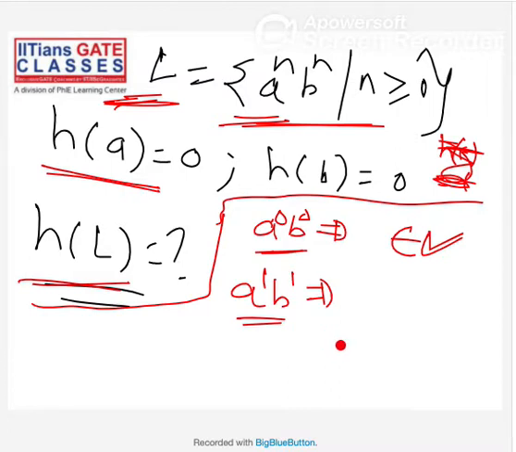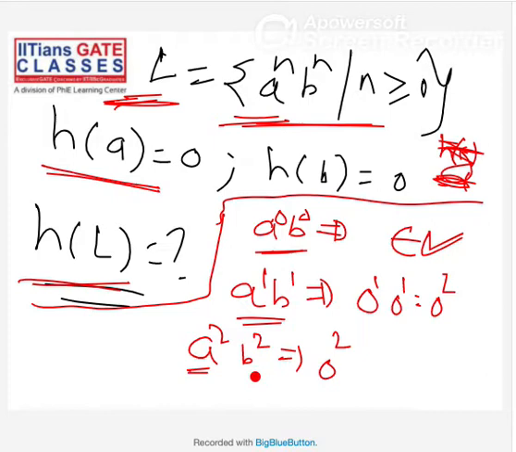Homomorphism of a string is nothing but homomorphism of each symbol inside that string. So in this string we have two symbols, a and b. So the homomorphism will be 0 power 1, 0 power 1, which is nothing but 0 power 2. Another string that we have is a power 2, b power 2. Now the homomorphism of a is 0, so 0 power 2. Homomorphism of b is 0, so 0 power 2. 0 power 2, 0 power 2 is nothing but 0 power 4. Similarly, you can check a power 3, b power 3, the homomorphism will be 0 power 6, and so on.